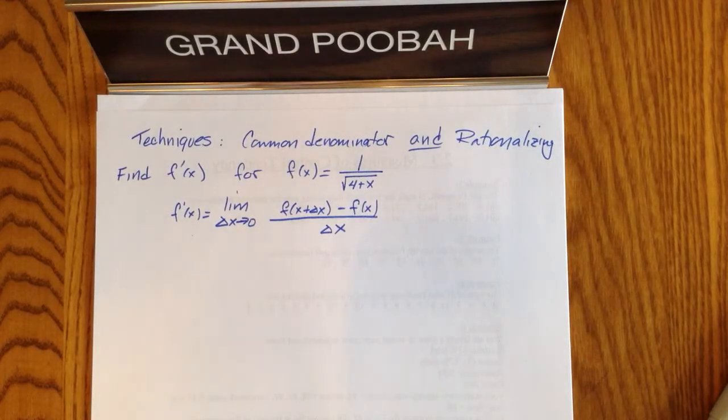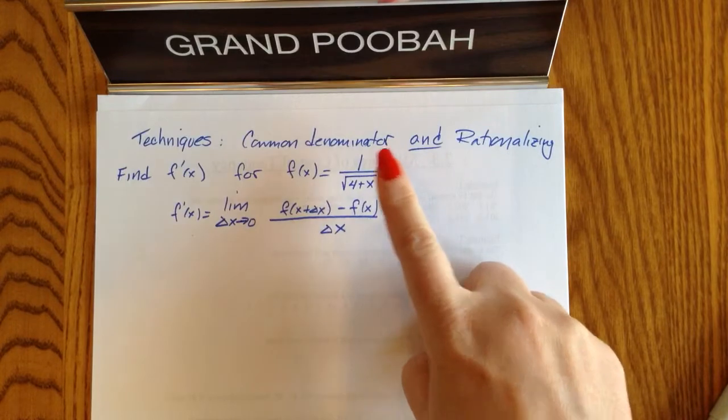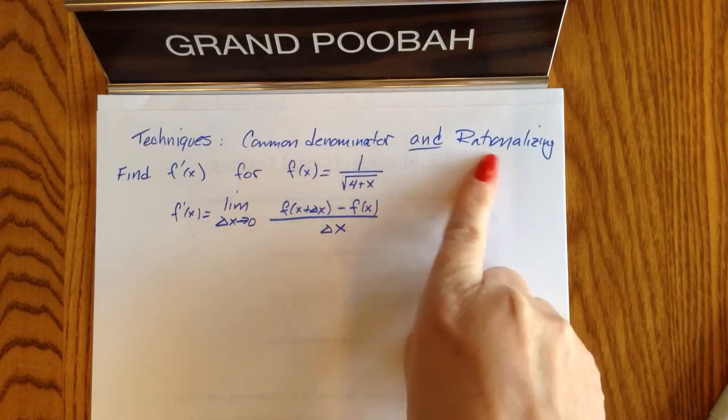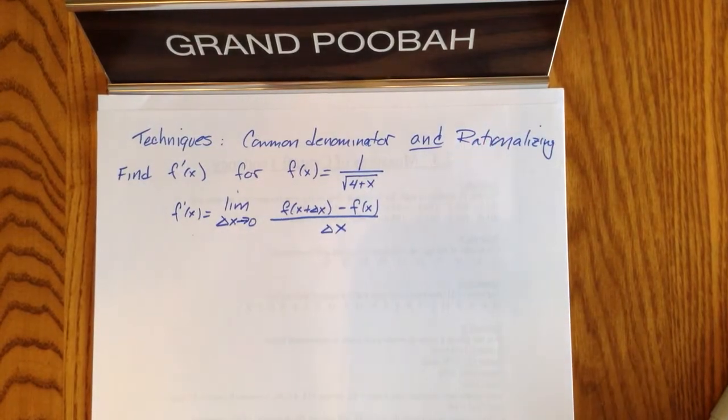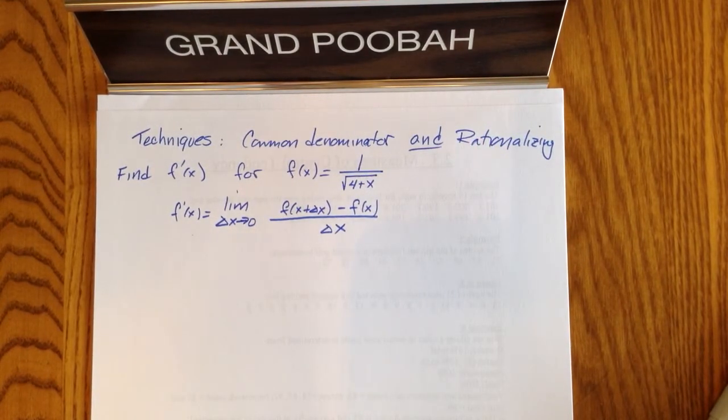Alrighty then, corn children. We are going to put together in one giant hideous problem, finding a derivative using both the technique of getting a common denominator and rationalizing the numerator. Ooh, don't stop the video, keep going. It really isn't that bad. I mean, it's kind of bad, but you know.